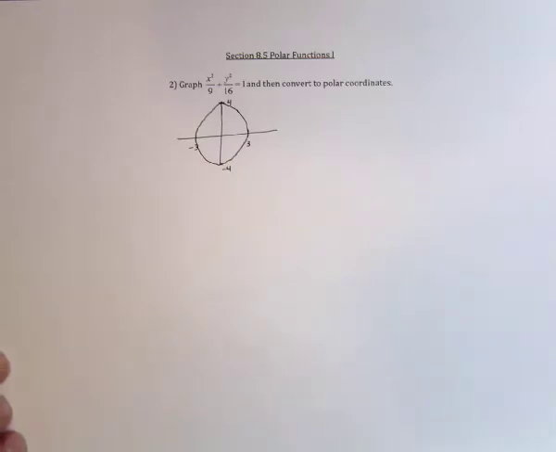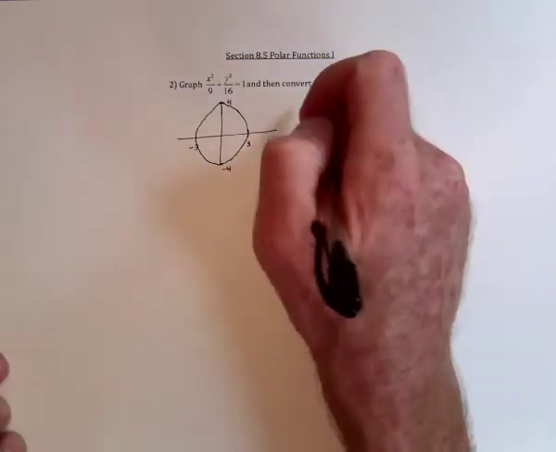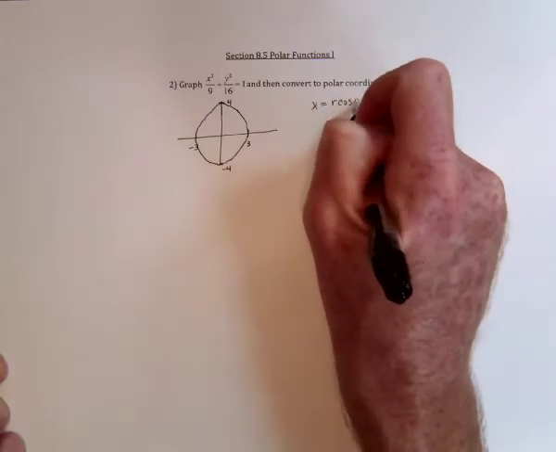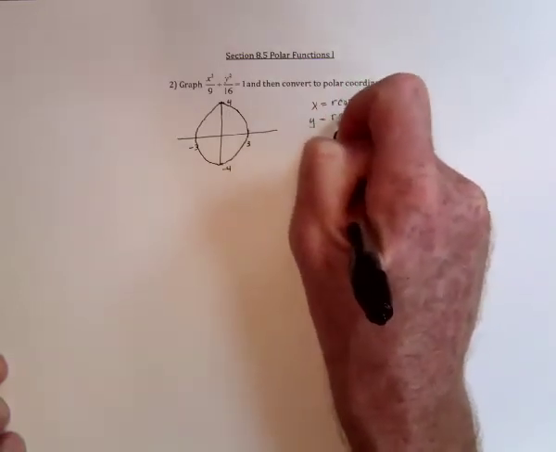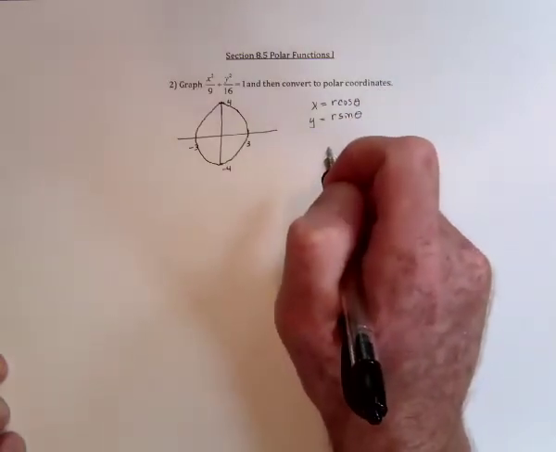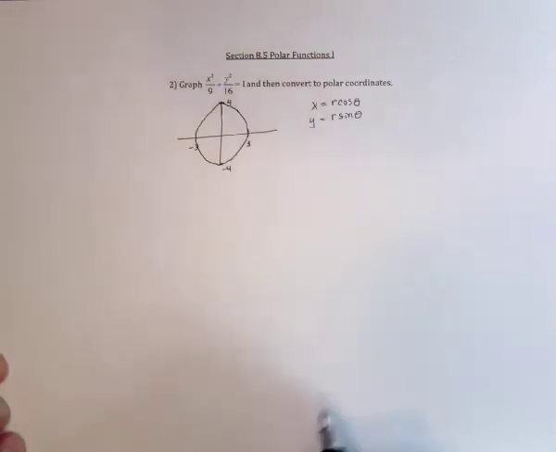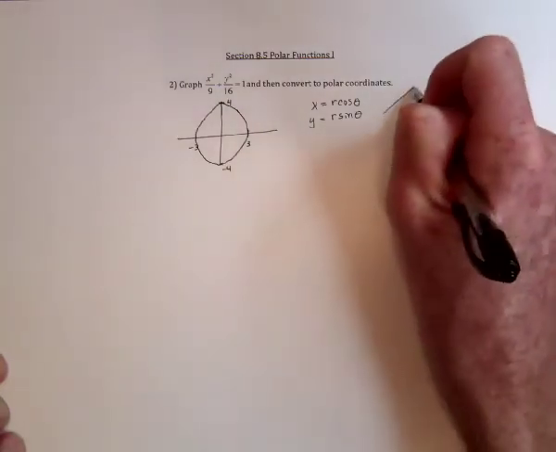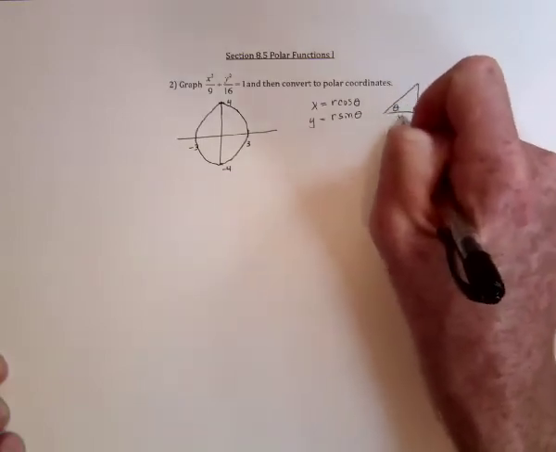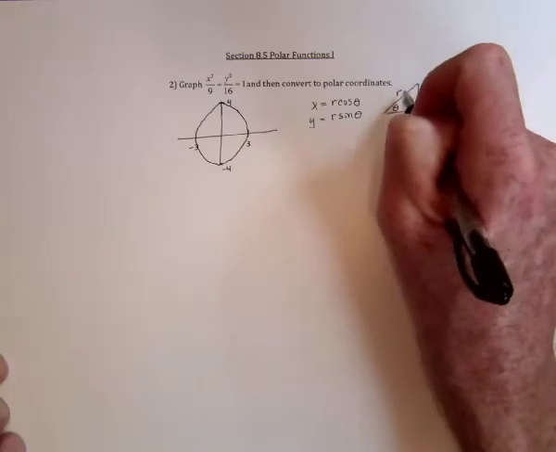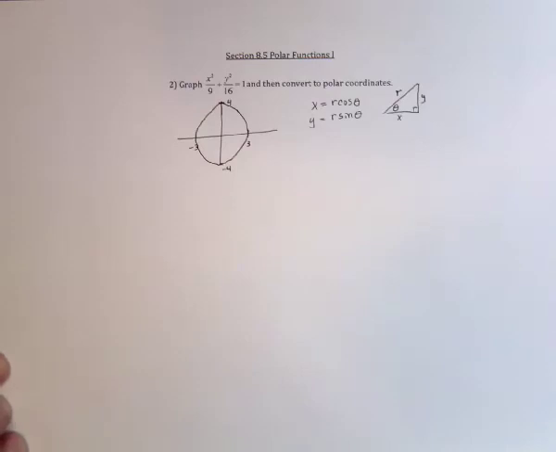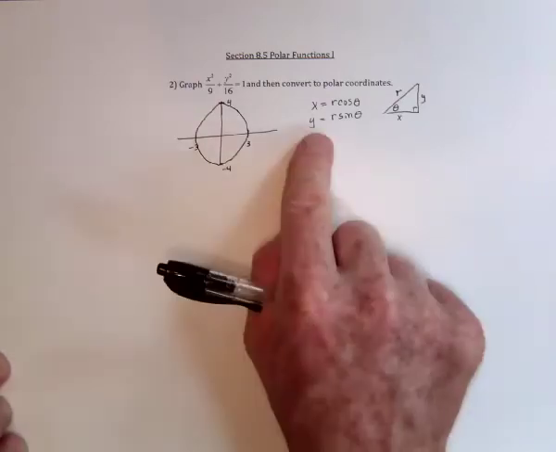So for changing to polar coordinates, I'm going to be using that x is equal to r cosine of theta, and y is equal to r sine of theta. And substitute those in. And if you ever forget those formulas, you can just draw a right triangle with theta as the angle. This would be x and y and r. And then just go to the definition of sine and cosine to get these two formulas right here.